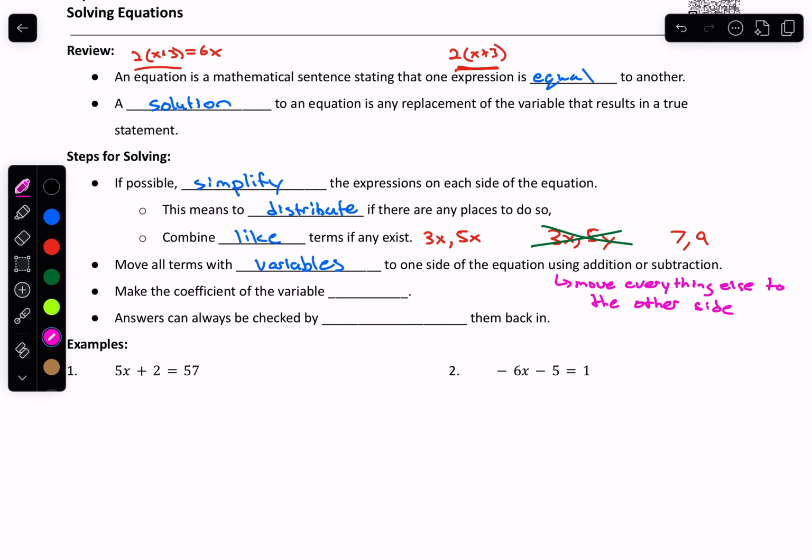When we do this, all the variables will come together. There's just going to be one variable in each equation, by the way. It's going to be the letter x for us in this lesson. So we want to get all those x's together to get just one variable term. And then what we're going to do is make the coefficient of the variable 1. Remember that the coefficient of a variable is the number in front of that variable. So if we have 3x, the number 3 in front is the coefficient. Coefficient is just a fancy word for the number in front of a variable. All right, and then answers can always be checked by plugging them back in to the original equation.